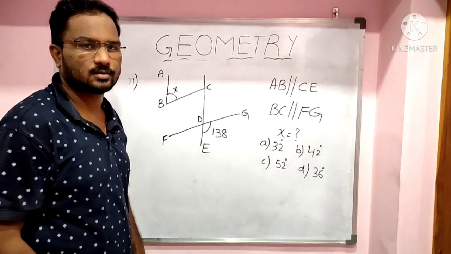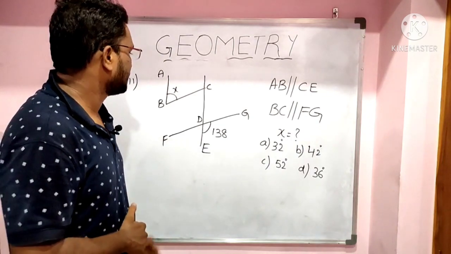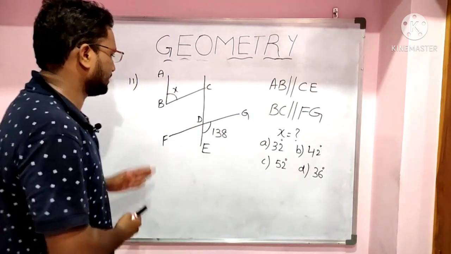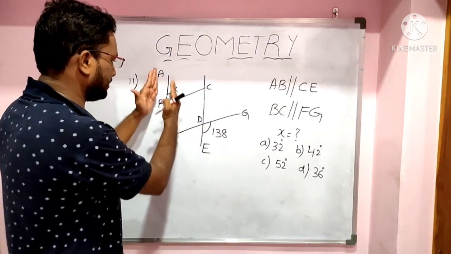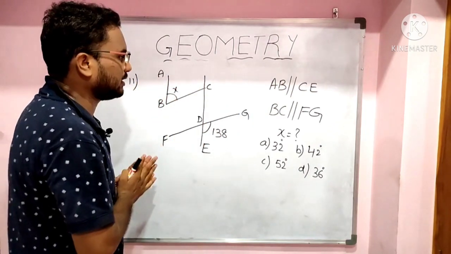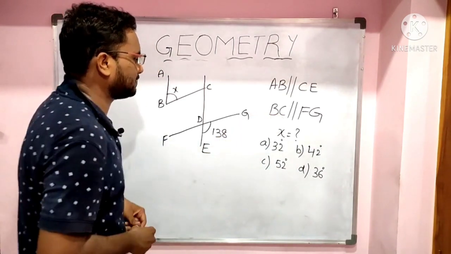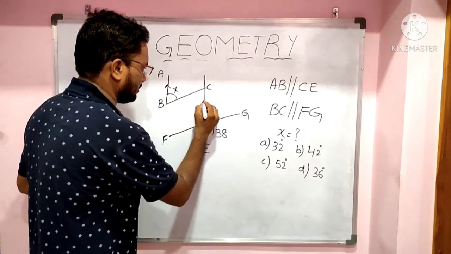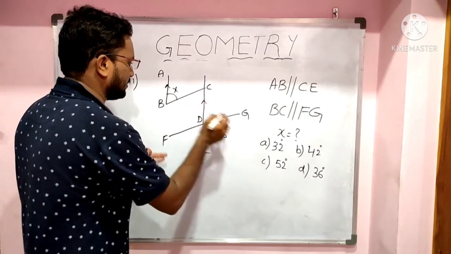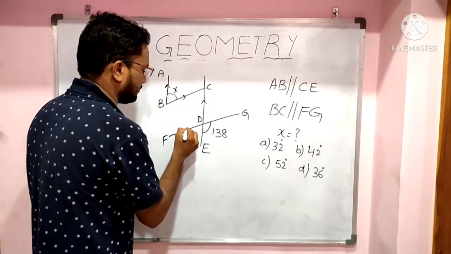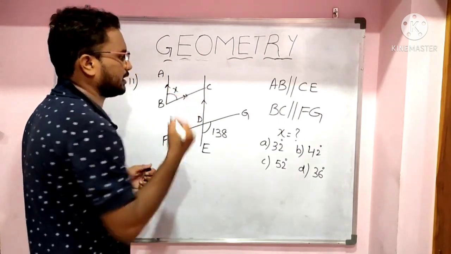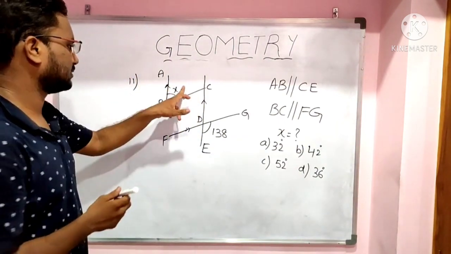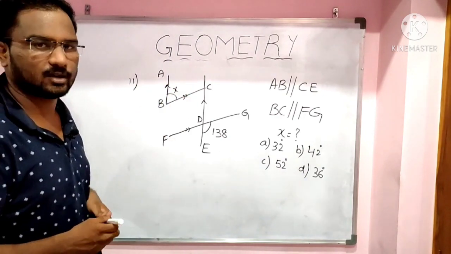Answer 180. So next problem, we are given a figure and AB is parallel to CE. These two lines are parallel lines. And BC is parallel to FG. These two lines are parallel. Now we need to find angle X, this angle ABC.